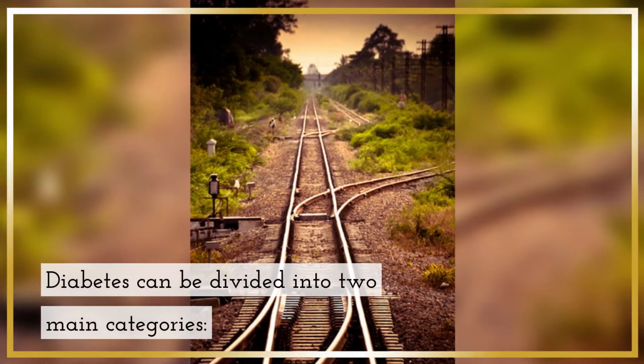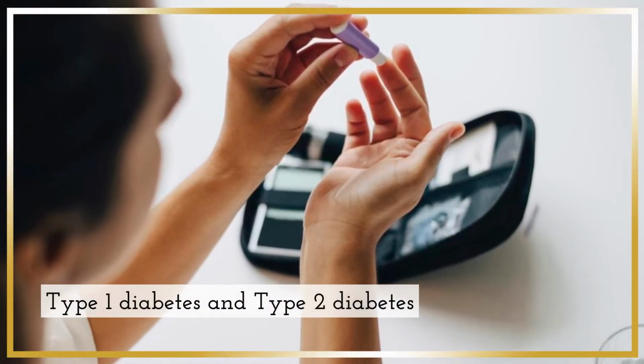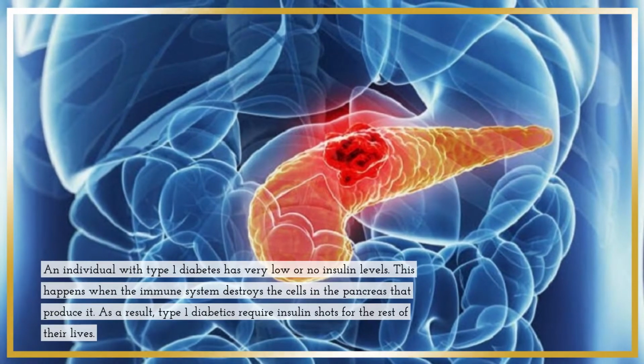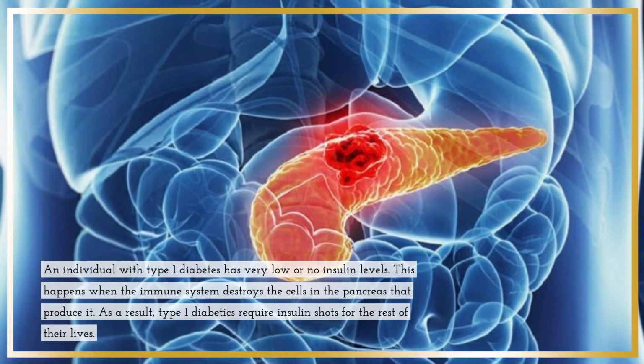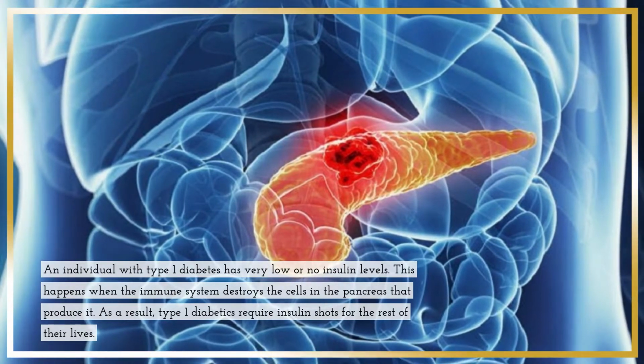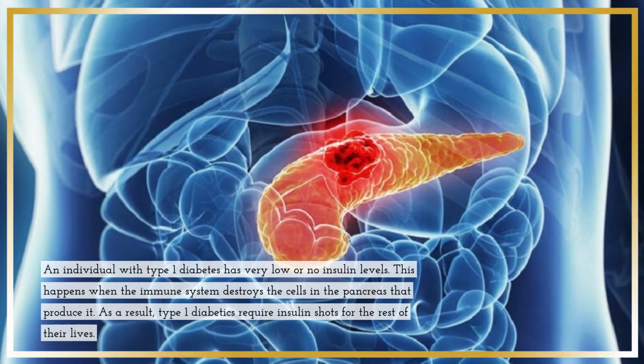Diabetes can be divided into two main categories: Type 1 diabetes and Type 2 diabetes. An individual with Type 1 diabetes has very low or no insulin levels. This happens when the immune system destroys the cells in the pancreas that produce it. As a result, Type 1 diabetics require insulin shots for the rest of their lives.